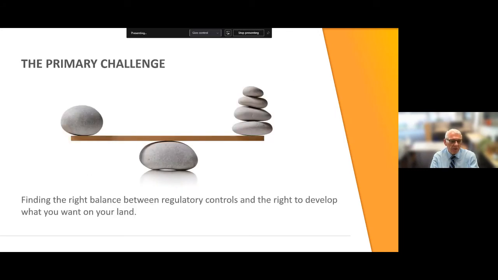When it comes to the land use bylaw, it's always a difficult balancing act, right? How are the rules and how are they being applied? Are the rules too strict? Do we have too many rules? Do we not have any rules?